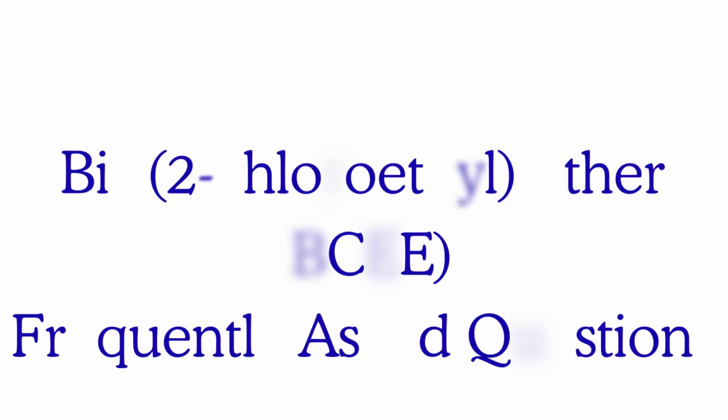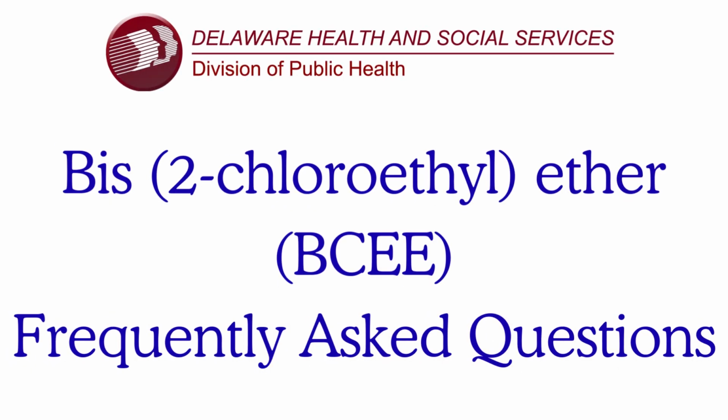What is BCEE? Bis 2-chloroethyl ether, BCEE, is a clear synthetic liquid with a strong, fruity smell. Where can BCEE be found and how is it used?